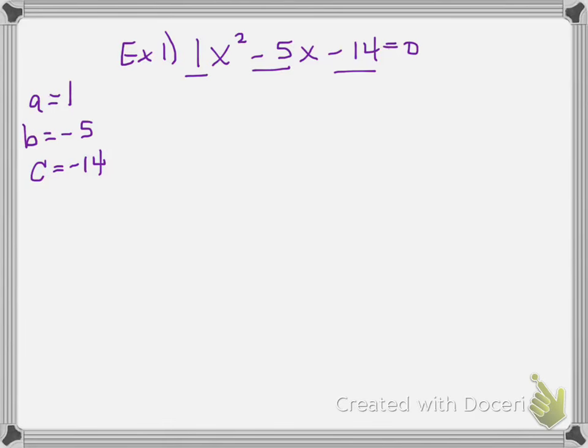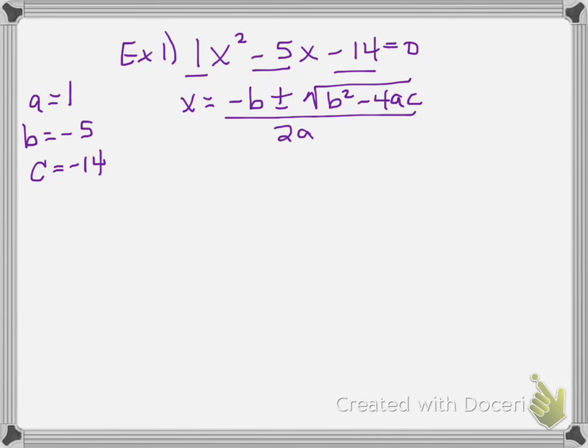Okay, so now I plug that into my equation. Remember my equation, I'm going to rewrite it for you. It's negative b plus or minus the square root of b squared minus 4ac all over 2a. So I know a, b, and c. I just have to plug them in.